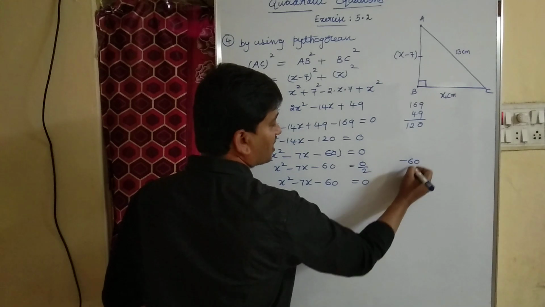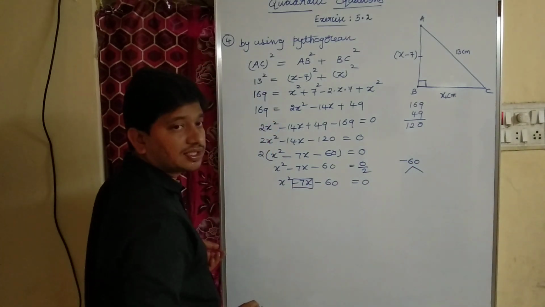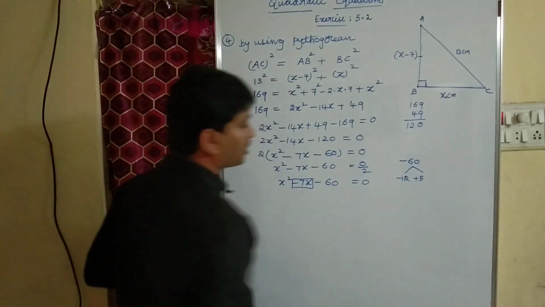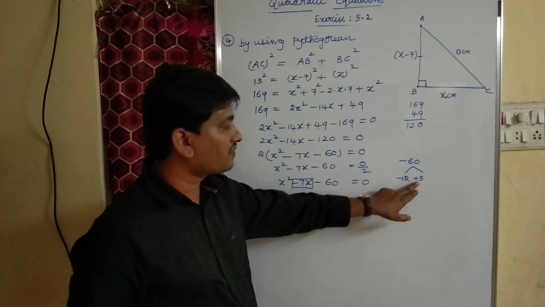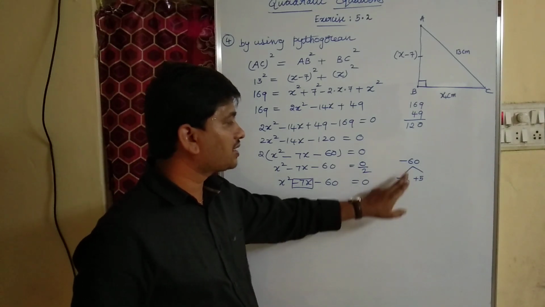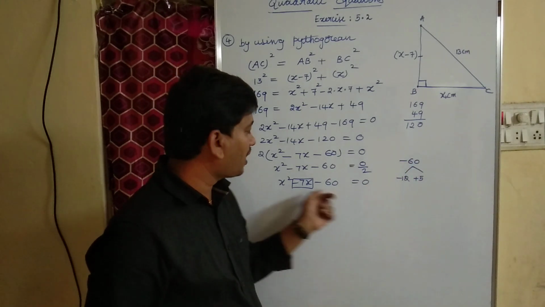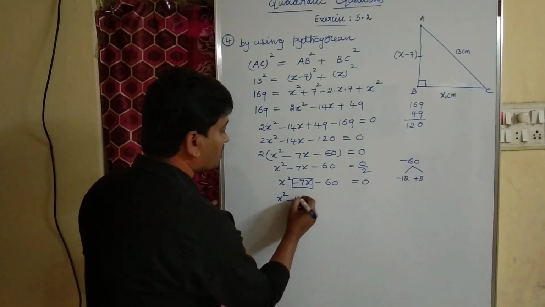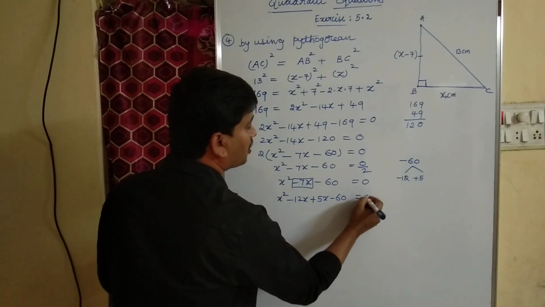Now the constant is minus 60 and the middle term is minus 7x. So what are the possible factors of 60, children? 12 and 5 give 60. I mean minus 12 and plus 5, because minus into plus is minus, and 12 into 5 is 60. If I add minus 12 to plus 5, I will get minus 7x. So x square minus 12x plus 5x minus 60 equal to 0.